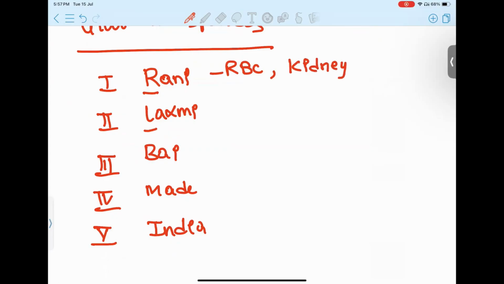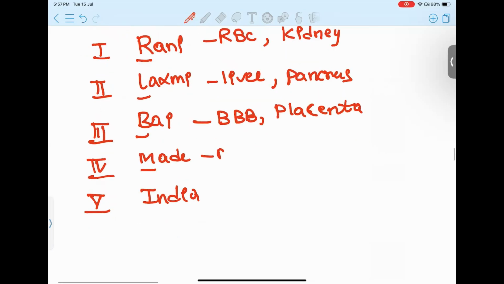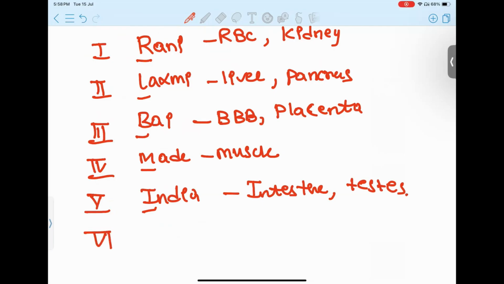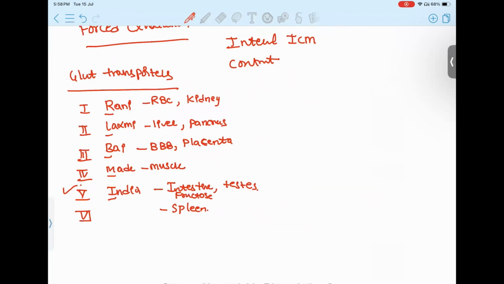And L for liver, pancreas, B for blood-brain barrier and the placenta, and M for muscle commonly, and I for intestine, and also the testis. And there is also a sixth one, that is for the spleen. Where is the fructose involved? Here the fructose is involved in the intestine. So these are the commonly asked glucose transporters and the locations.